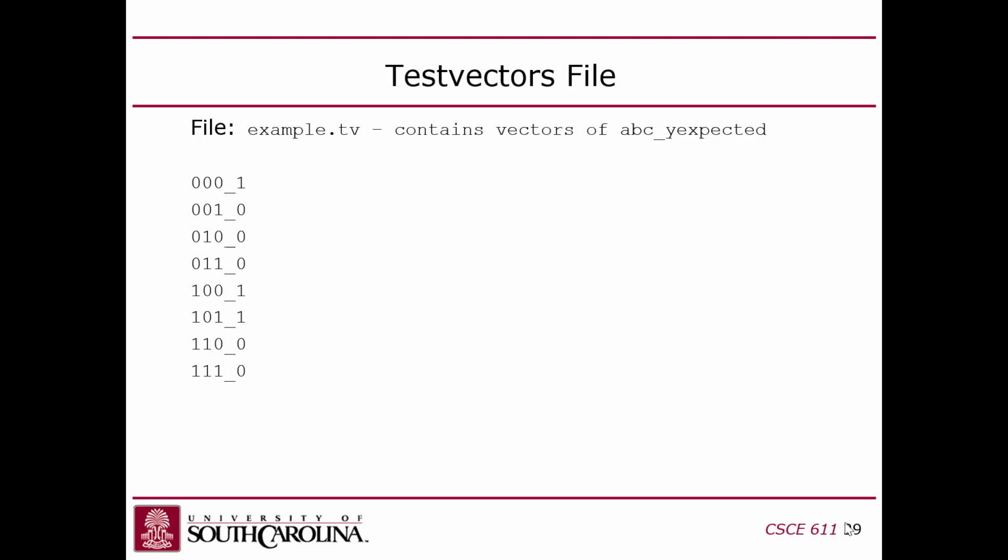The 4 bits, the most significant 3 bits represent the inputs, and the least significant bit represents the expected output. So in other words, that's a truth table. This is literally just the truth table of that Boolean function. I look at all 8 of my input combinations.